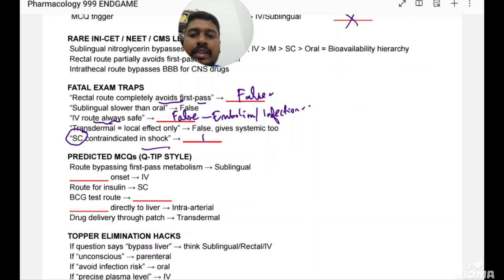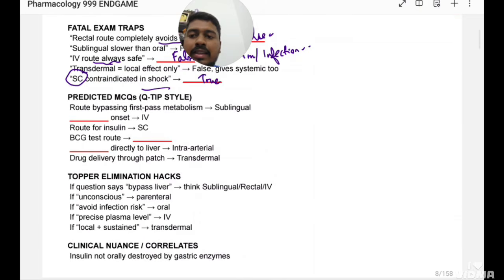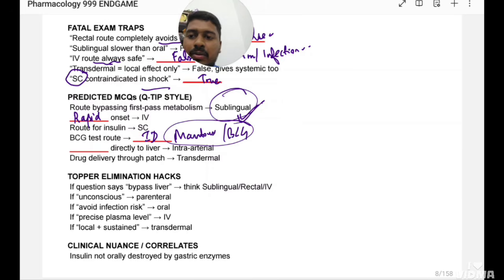Subcutaneous route is contraindicated in shock, which is true. Next, the route bypassing first pass metabolism among enteral routes is the sublingual route, okay, among enteral routes, not oral. Rapid onset, you have to give IV, okay. BCG test route, the BCG test is done via intradermal, okay, that is the Mantoux test, okay, Mantoux, and also BCG vaccination, both are given via the intradermal route.